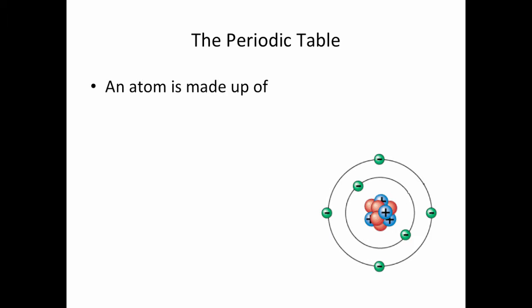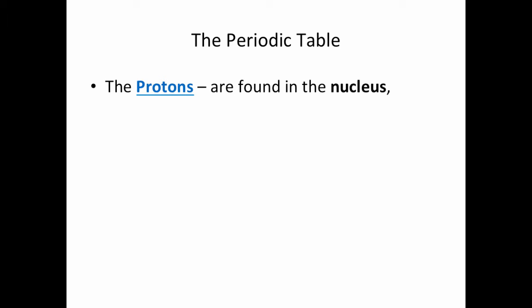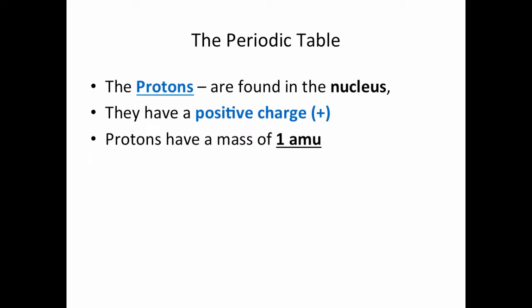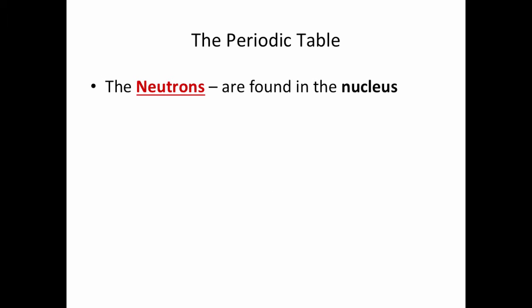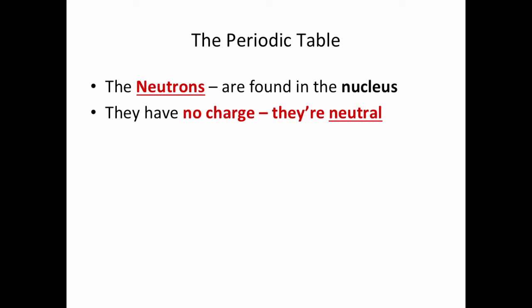An atom is made up of protons, neutrons, and electrons. The protons are found in the nucleus. They have a positive charge. Protons have a mass of 1 AMU. Neutrons are found in the nucleus. They have a neutral charge. They have a mass of 1 AMU. They only contribute one thing, not a charge to the atom, but contribute to the mass of the atom. The mass of the atom is the sum of protons and neutrons.